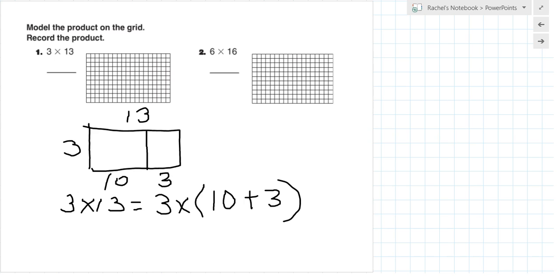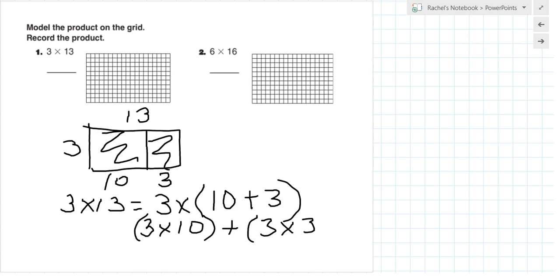Those are the two numbers that we broke apart, which is the same thing as saying this first partial rectangle here is 3 times 10, and we're going to add it to the second partial rectangle, which is 3 times 3. 3 times 10 is 30, and 3 times 3 is 9. So our final product of 3 times 13 is 39.